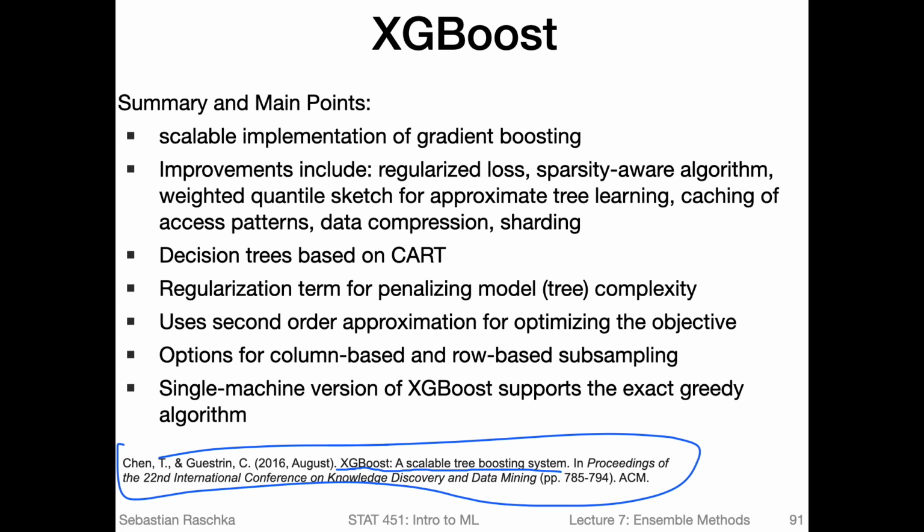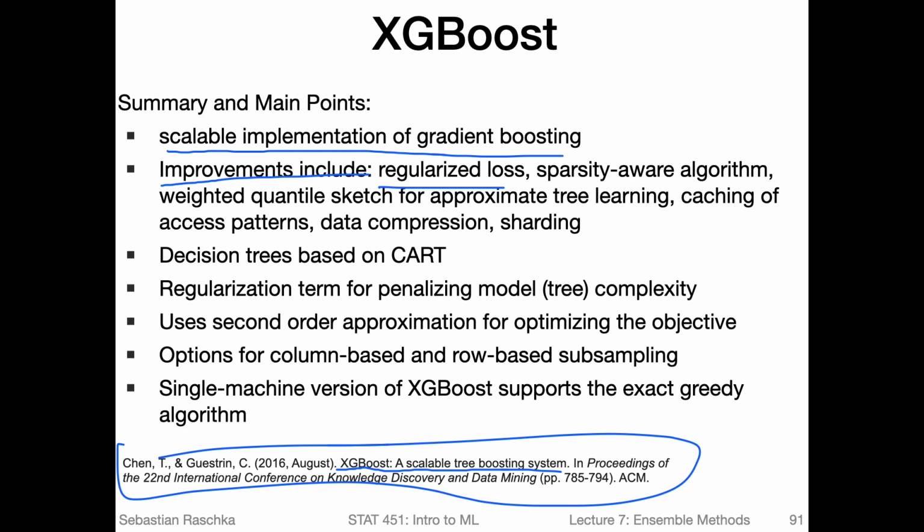But here are some of the summary and main points from the paper. So XGBoost is essentially a scalable implementation of gradient boosting. With scalable, I mean it works well on large data sets without being too resource prohibitive. So you can even run that on large data sets in a reasonable time. And there are several improvements also to the normal gradient boosting procedure.